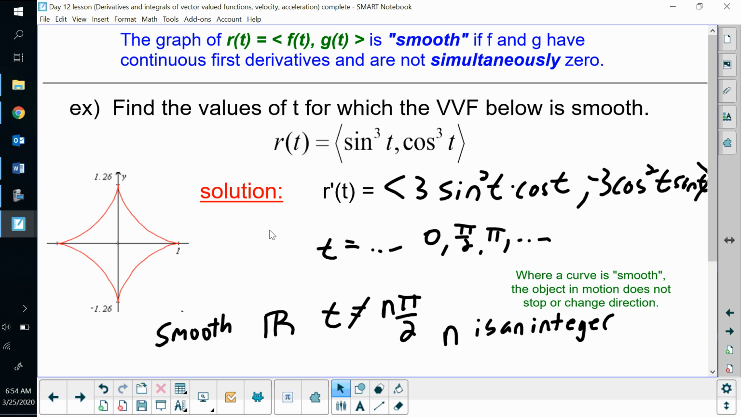So a vector valued function is said to be smooth if the derivatives of each of the parts are not zero at the same time. So for this vector valued function, we want to see when it would be considered smooth. So we'll take the derivative of it, each of them doing a chain rule. And then, because they both have sine and cos, these are both going to be 0 anytime we're at the multiples of pi over 2. So our nice values, 0, pi over 2, pi, 3 pi over 2, and so on. So we're smooth everywhere, so on all real numbers, except when t is n pi over 2, where n is an integer.